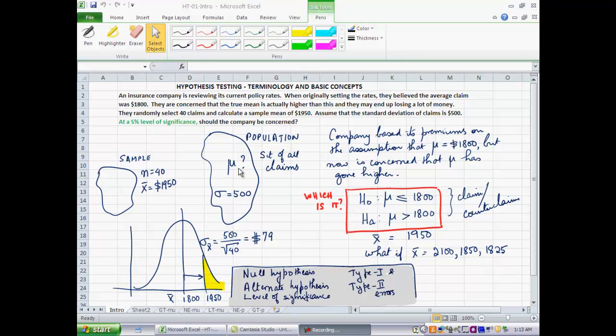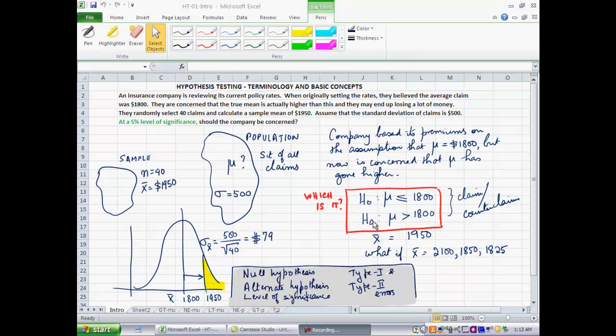So the counterclaim that we make, which in statistical terms is called an alternate hypothesis, is that the average is greater than 1800. That's what they suspect has happened. And originally when the policies were set, they believed that the average claim was $1,800, and we set it up in this manner that we state the claim as mu, the population mean, being less than or equal to $1,800, so that the claim together with the counterclaim covers all possible values of mu.